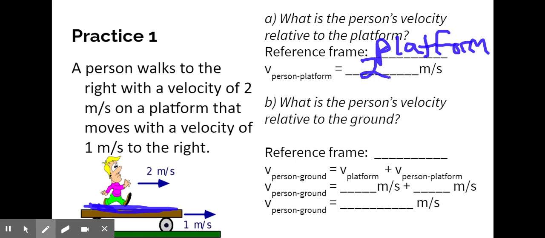Now, what is the person's velocity relative to the ground? Relative to the ground, we have to think about all the things that are moving on top of the ground and above it. So the reference frame is the ground.